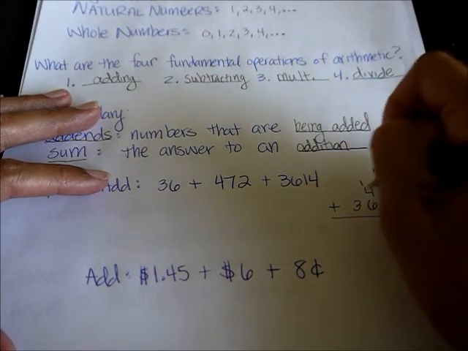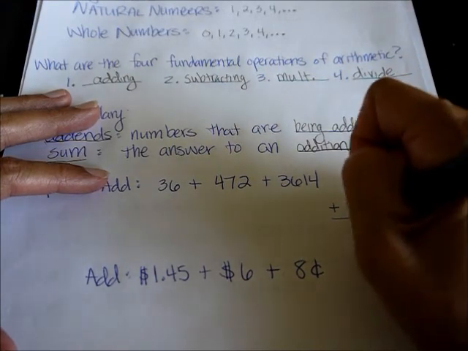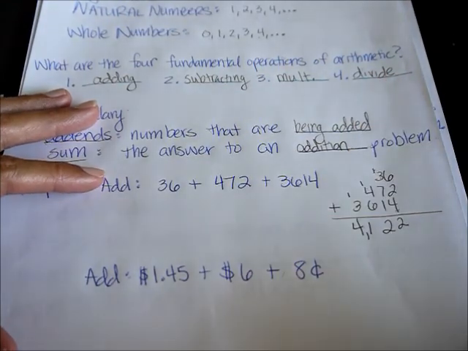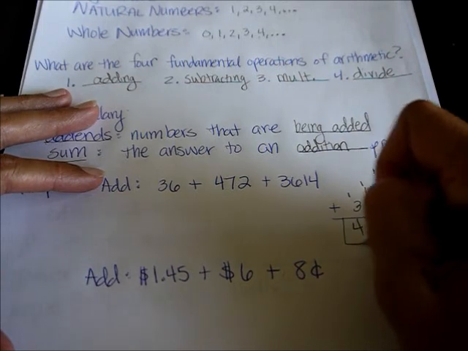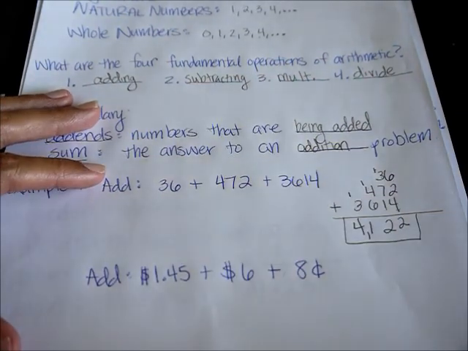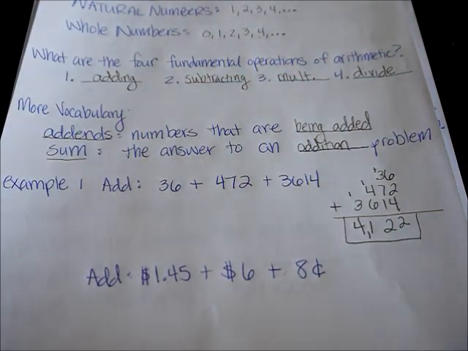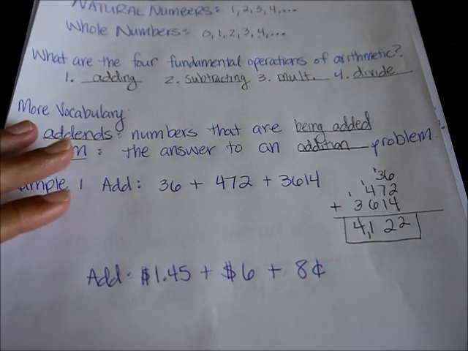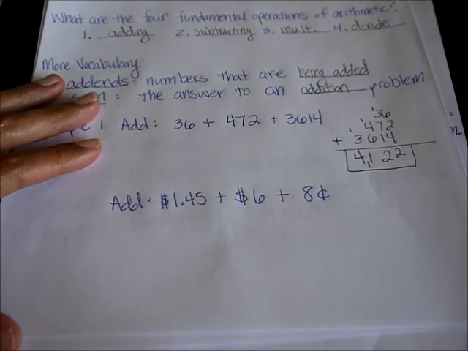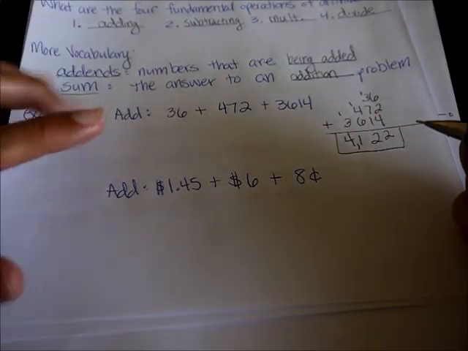Carry the 1. 10, 11, carry the 1, and you should get 4,122. And I like to box my answers. I like it when my students box their answers because my eye will be drawn right to where the answer is when I'm going to grade, especially your tests and quizzes.